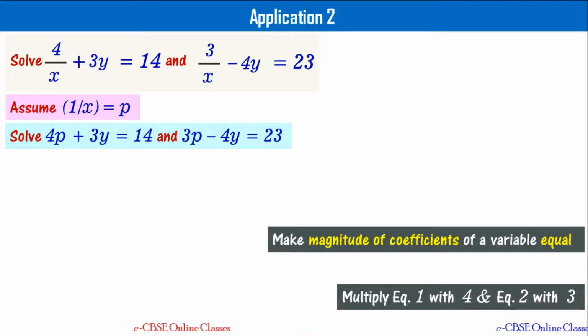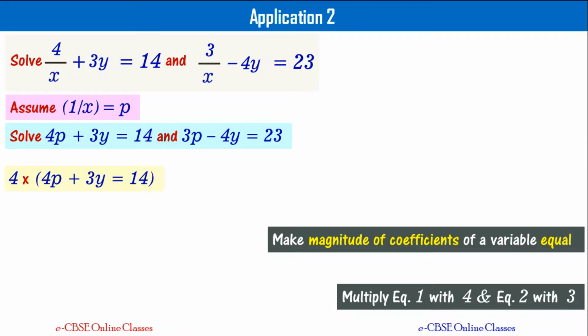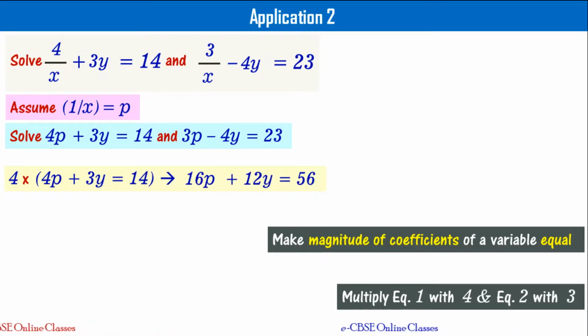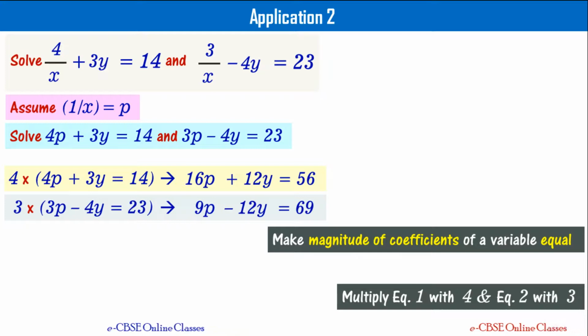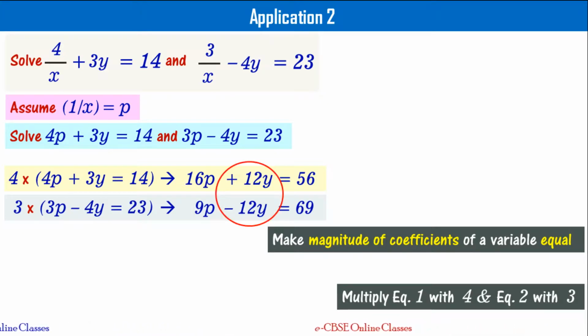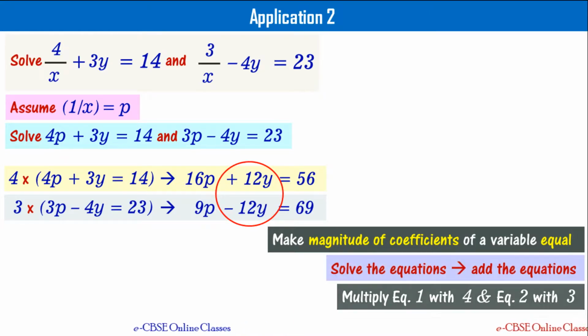To do that, let me multiply equation 1 with 4. When I do that, it becomes 16p plus 12y equal to 56, right? Similarly, when I multiply equation 2 with 3, I'll get 9p minus 12y equal to 69, right? If you observe the terms corresponding to y, you have coefficient plus 12 for the first equation and minus 12 for the second equation. Though the magnitude is 12 for both, their signs are different, right? That is why our second step is also going to be slightly different.